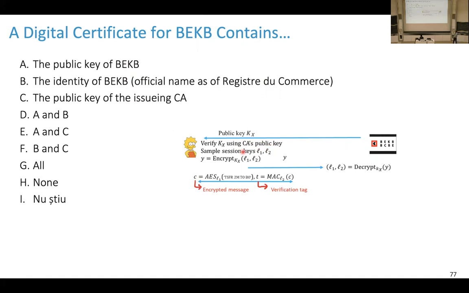Of course, in the certificate there is not the public key of the issuing certificate authority. Otherwise, it means that you provide a self-signed certificate. The bank would sign its public key with the public key of the issuing certificate. So it is not possible. It is as if you sign your own thing for yourself. So this is not possible. So response D is the correct answer.